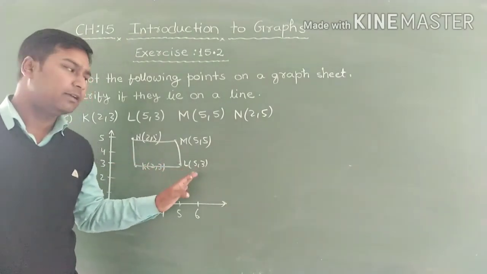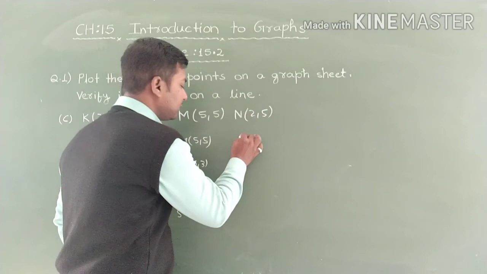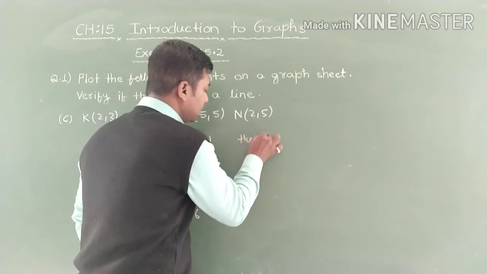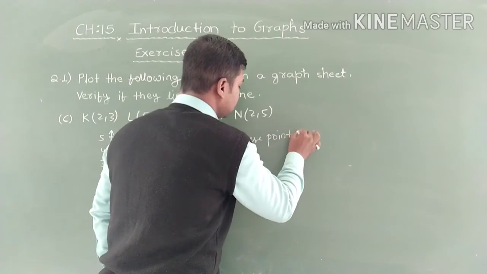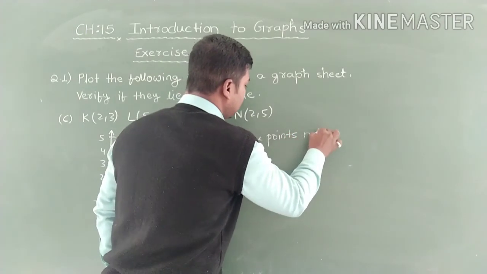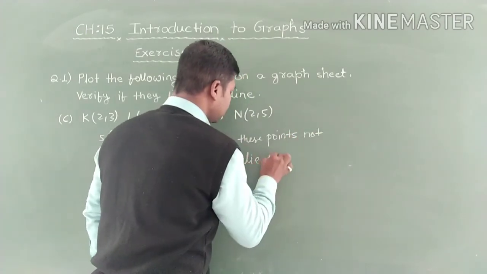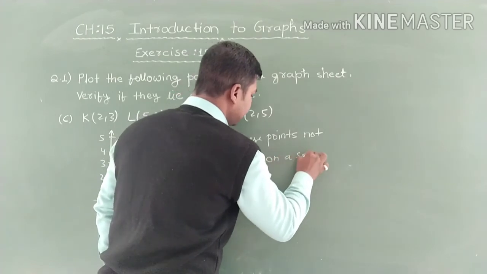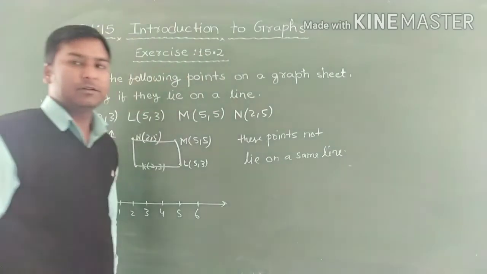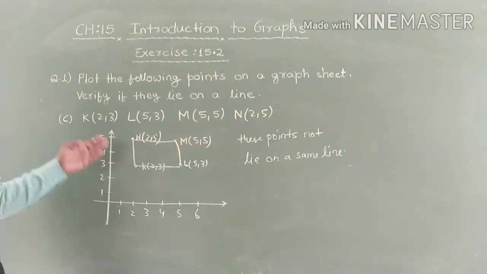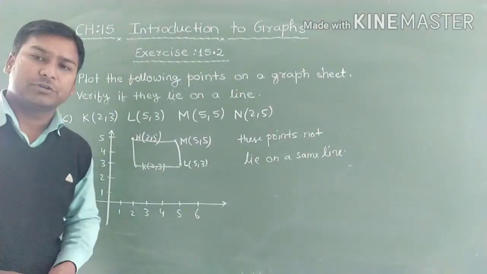line. Okay, so here we can write these points do not lie on a same line. Okay, so this was the explanation of question number 1. Now next question number 2.